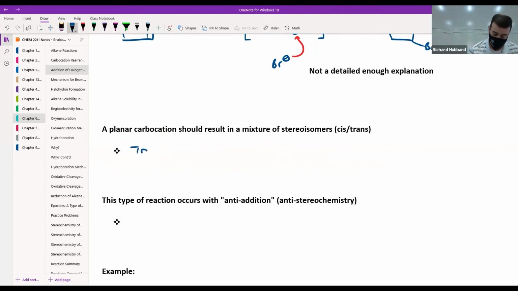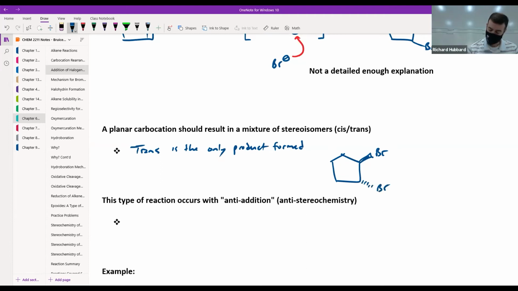We say trans is the only product formed. And what I mean by that, of course, is this. So this is the only product formed as a result of this reaction.